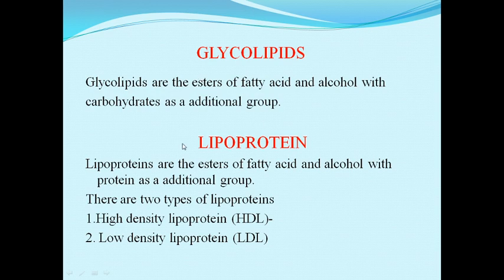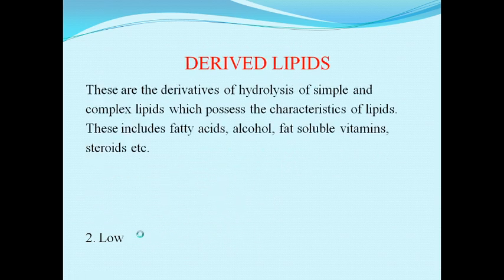Next, lipoprotein. Lipoprotein is lipid along with protein as an additional group. Lipoproteins are the esters of fatty acid and alcohol with the protein as an additional group. Again, these are of two types, high density lipoprotein and low density lipoprotein. Based upon the density of the lipoprotein, it is divided into high density and low density.